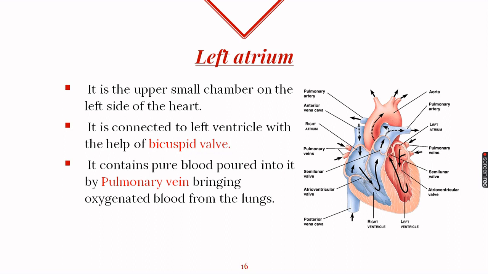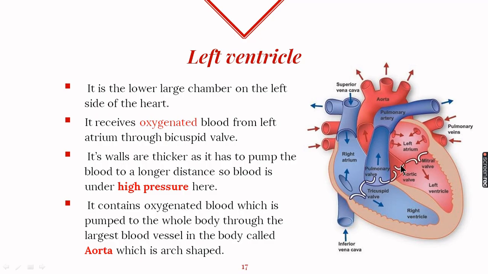Oxygenated blood from the lungs is brought back to the heart with the help of pulmonary veins, and these pulmonary veins pour the oxygenated blood into the left atrium. From the left atrium, blood enters into the left ventricle through the bicuspid valve, and as soon as blood enters the left ventricle, the valve closes to prevent any backflow.